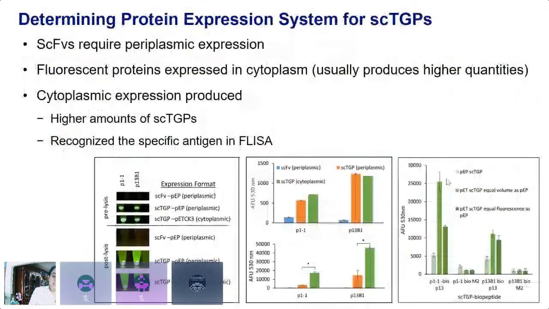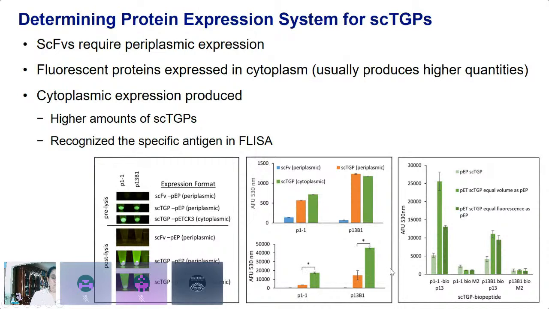In this set of experiments, I switched the expression from yeast to E. coli. Single chains are expressed in periplasm, and fluorescent proteins are expressed in cytoplasm. So we tried for SCTGPs both a periplasmic expression as well as a cytoplasmic expression. And as you can see, SCTGPs are nicely fluorescent, and you can see where the protein is expressed and purified.